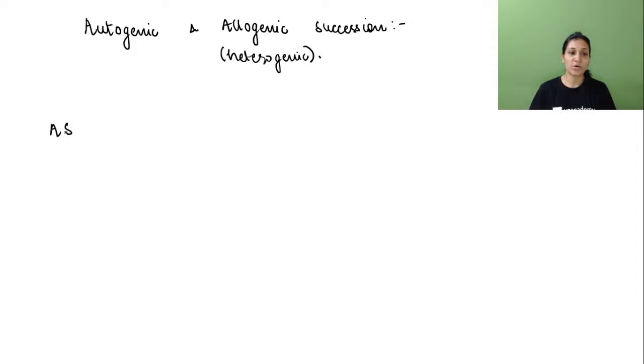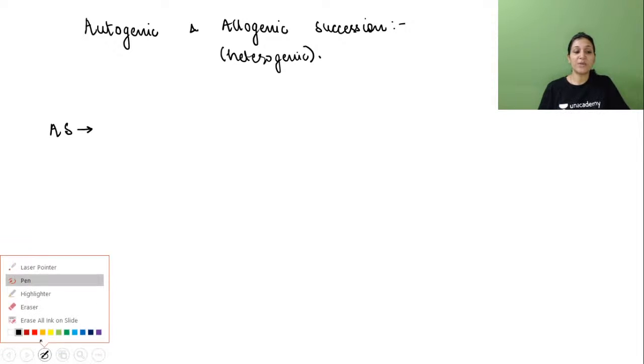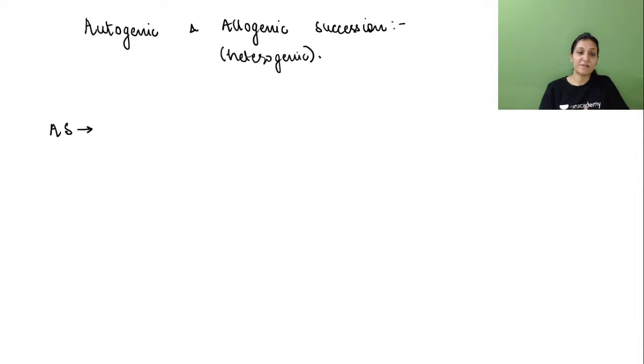If you are talking about autogenic succession, in autogenic succession the environment is modified by the species of the community itself, such that the conditions become unfavorable for that community but more favorable for the upcoming community. So the species which are dwelling in that environment are actually making the environment unsuitable for their own growth but suitable for the growth of some other species. So that is autogenic succession. I hope you are understanding.